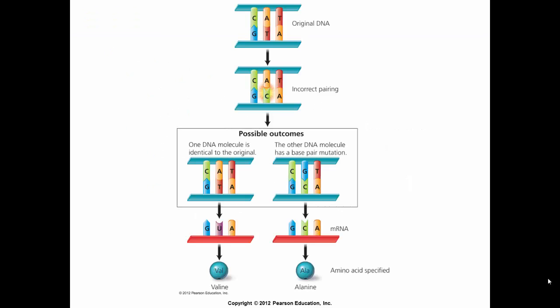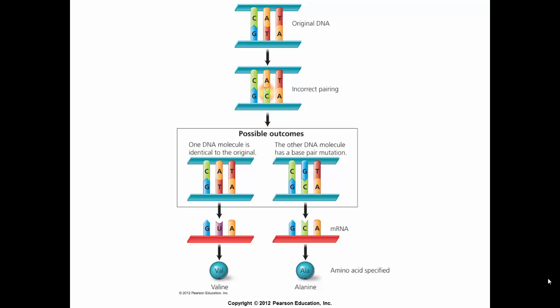So in the top image, you see the original DNA, C with G, A with T, and T with A. But in the next image down, you see an incorrect pairing. C properly paired with G, but A improperly paired with C. So the possible outcome is one DNA molecule is identical to the original, and the other DNA molecule now has a base pair mutation.